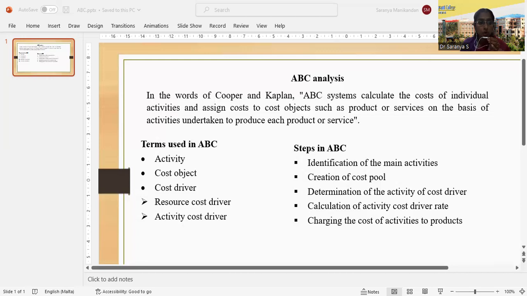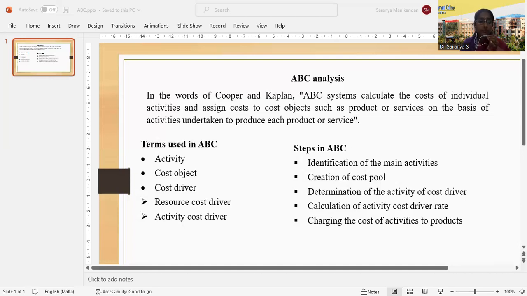So these are the terminologies which will be used in activity based costing approach. One is activity, cost object, cost driver, and it has two types, which includes resource cost driver and activity cost driver. And the next heading, which we are going to discuss now, is steps in activity based costing.